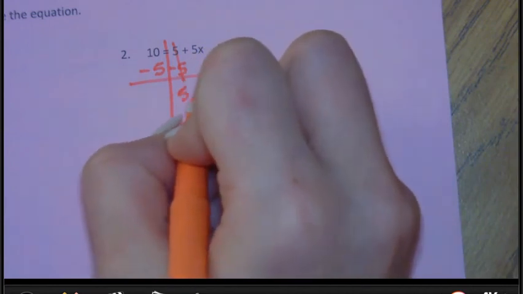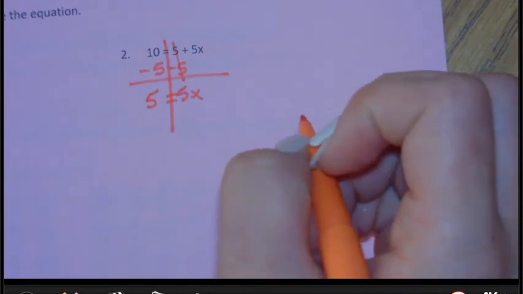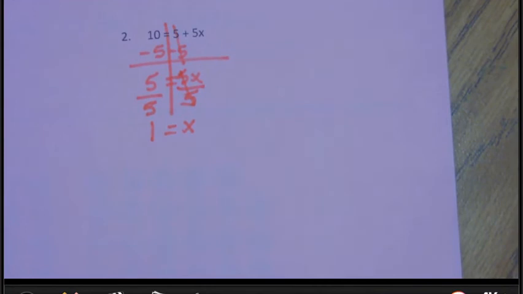All right, so for number 2, it's 10 equals 5 plus 5x. I'm going to take away 5 from both sides. 5 minus 5 is 0. I'm left with 5x is equal to, well, 10 minus 5 is 5. Okay, I need to get x by itself, so I'm going to divide by 5 on both sides to make 5 equal groups. Well, 5 divided by 5 is 1. To have 1.